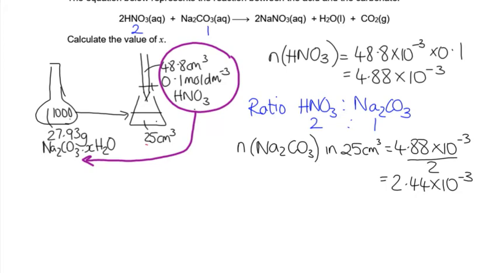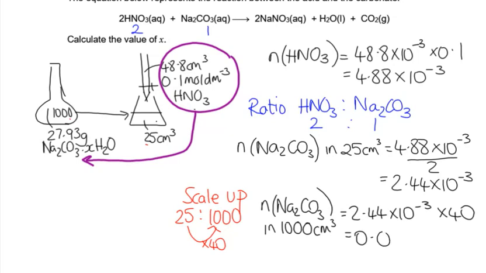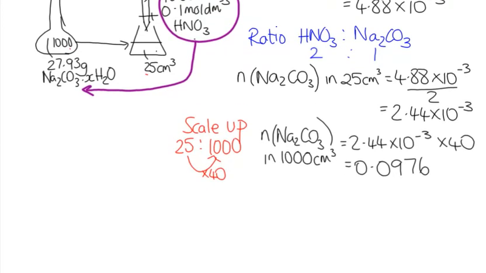And now we need to go from our conical to our volumetric, so we need to scale up. And we're going from 25 this time to 1,000. So how many 25s are in 1,000? We're going to times by 40. So the number of moles of Na2CO3 in 1,000, 2.44 times 10 to the minus 3 times 40, 40 times more chemicals, 0.0976. So we now know how many moles are in our volumetric flask.